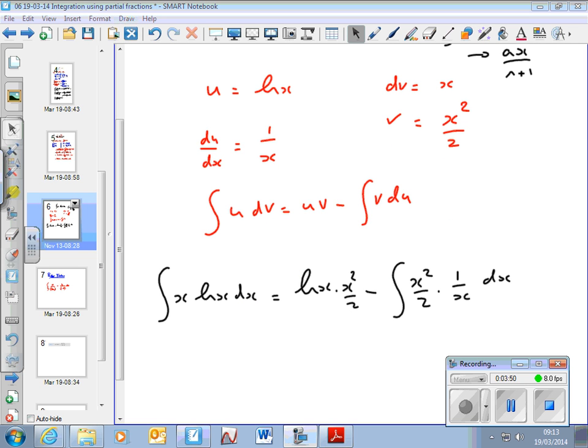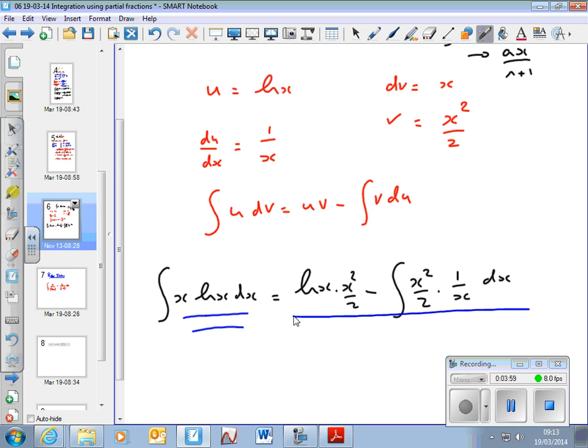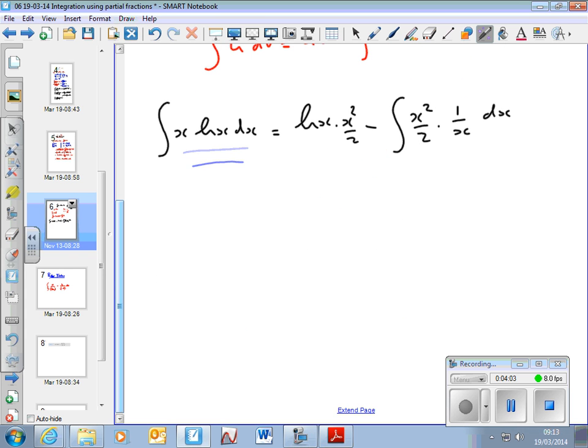So plugging in values, we get this. So our original integral, which was this, is now replaced by the bit on the right hand side. And we can tidy this up. I would probably just write the x squared over 2 first, and then the log x minus. Now if we look here, that x cancels with one of the x's here, so we're just left with the integral of x over 2 dx.